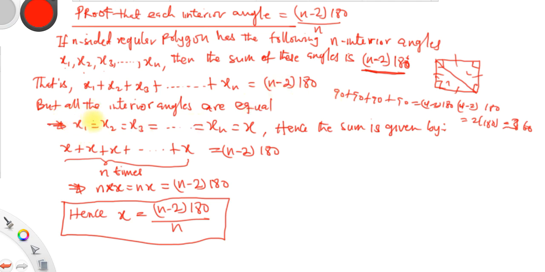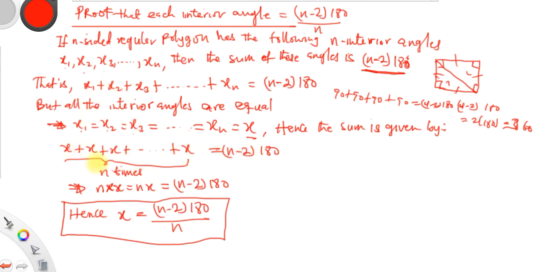But what do we do? We know that all the interior angles are equal. So it means that S1 is equal to S2, is equal to S3, is equal to S4, up to Sn, is equal to x. Hence, the sum will be given by S1 is x, S2 is x, S3 is x, so the same as x plus x plus x plus x.